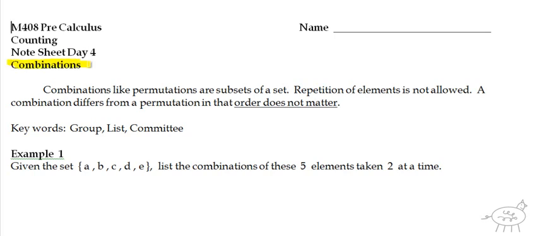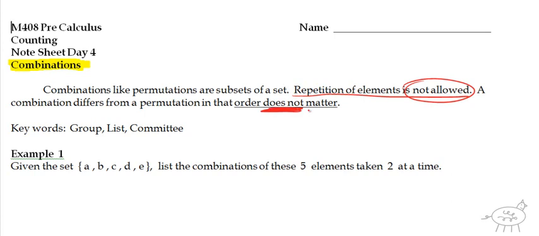Very, very important. It even says here, combinations, like permutations, are subsets of a set. Repetition is not allowed, so this is just like a permutation, no repeats. But a combination differs from a permutation in that order does not matter. That's huge. It doesn't matter, right?